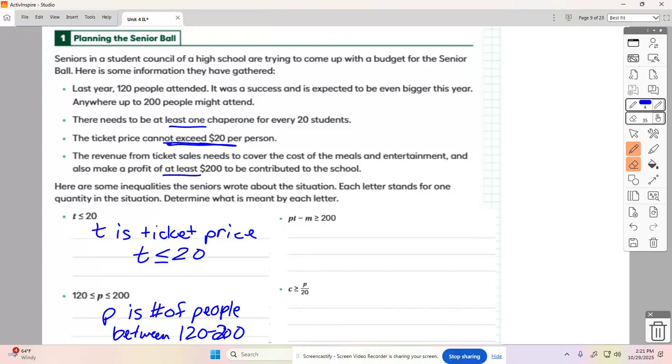All right, we know what P is. P is the people. T is the ticket price. P times T. Think about it. People times the ticket. Okay, so I asked before, what do you think revenue means? How much they make. How much they bring in from ticket sales. So P times T is the people times the ticket, and this is the revenue.